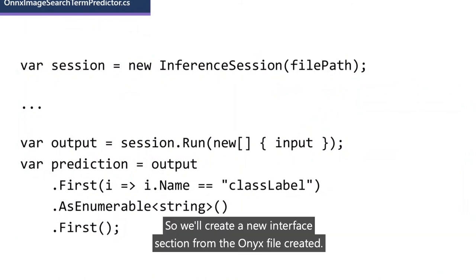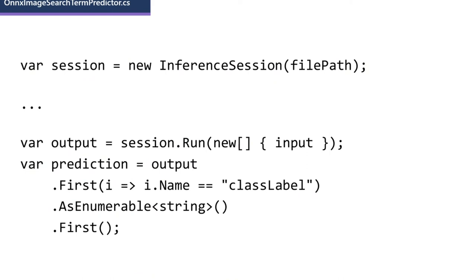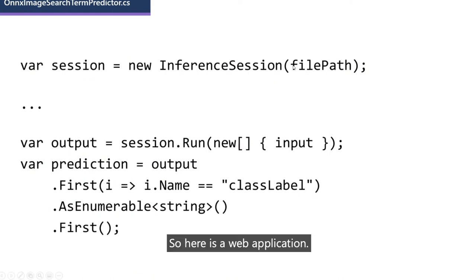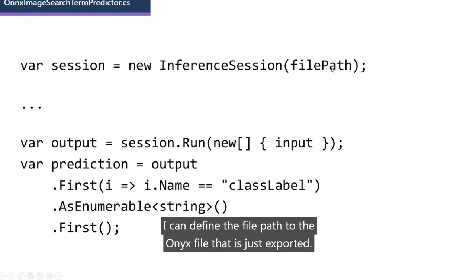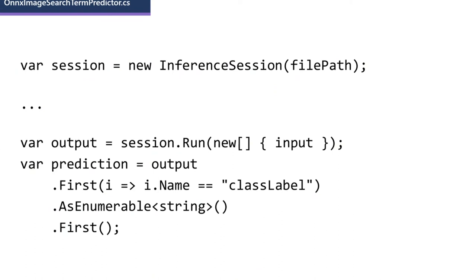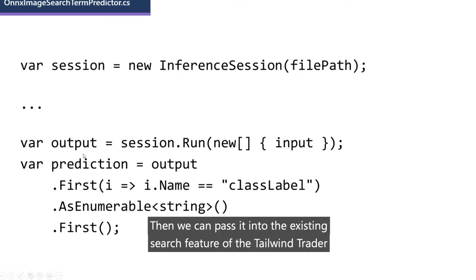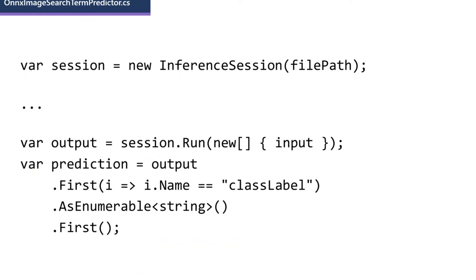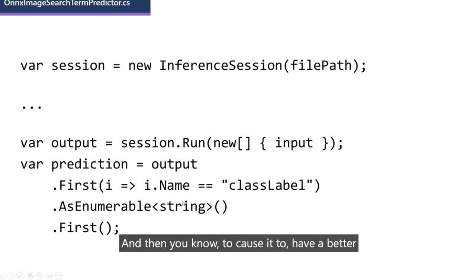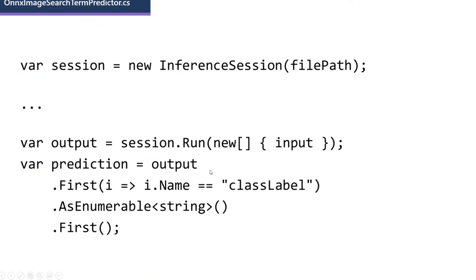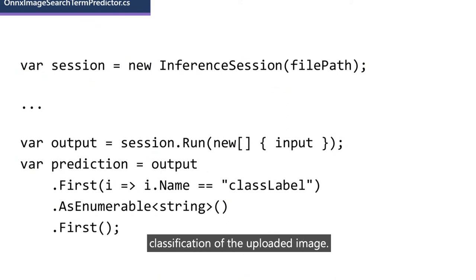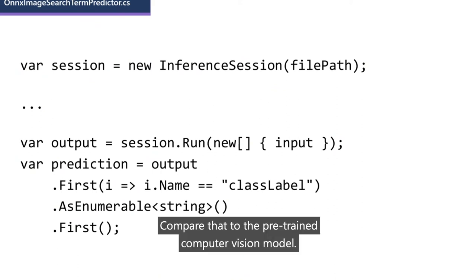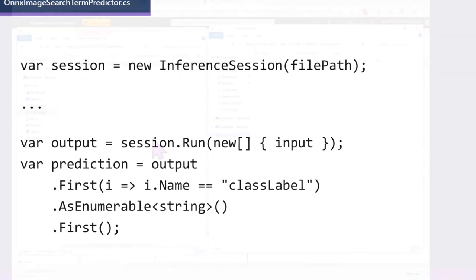So we'll create a new inference section from the ONNX file created. Here in the web application, I can define the file path to the ONNX file that was just exported. Then we can pass it into the existing search feature of the Tailwind Trader, to have a better classification of the uploaded image compared to the pre-trained computer vision model.